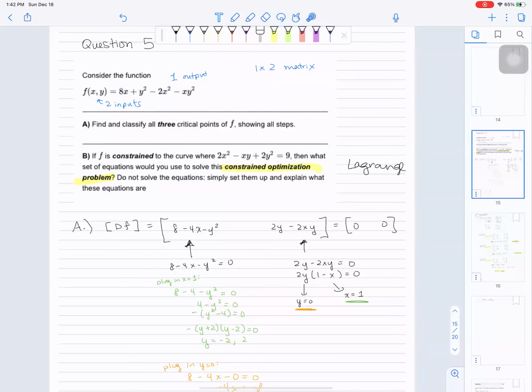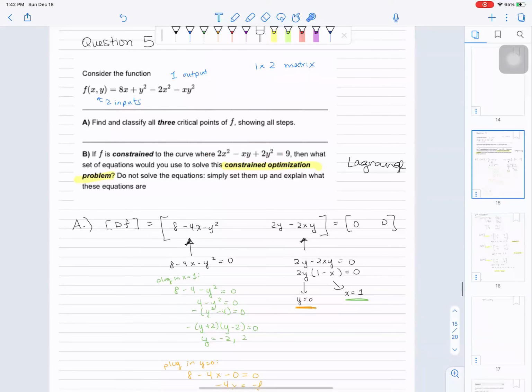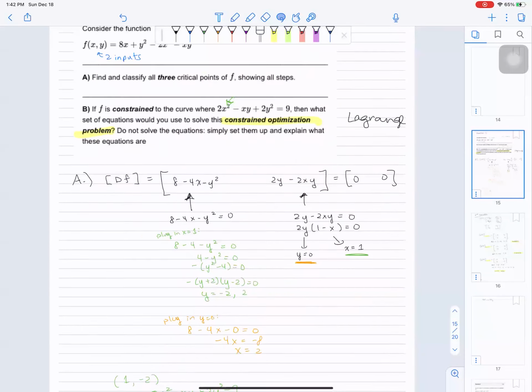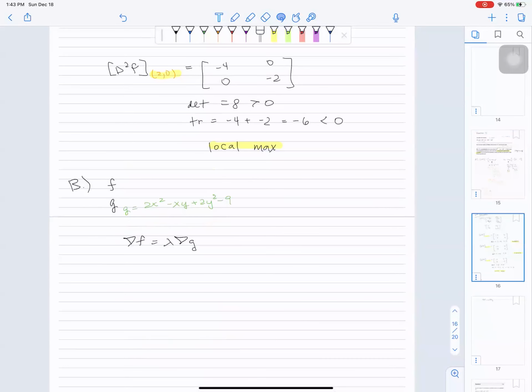So they're saying f is constrained to this curve. So my g is going to be this exact equation, 2x squared minus xy plus 2y squared, and I can subtract over the 9 as well. So this is my constraint. And I'll write my function as well. My function that they gave us in the original question was this equation.